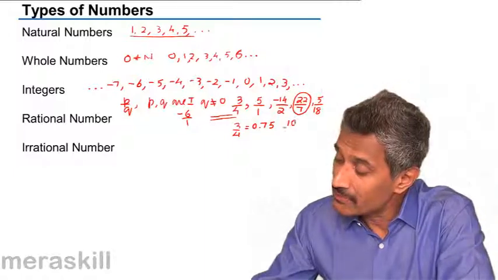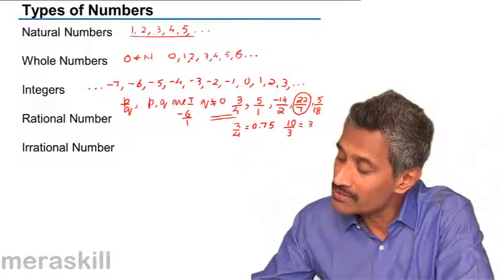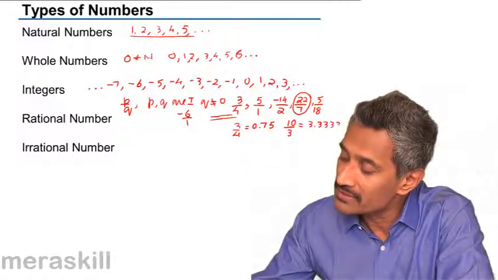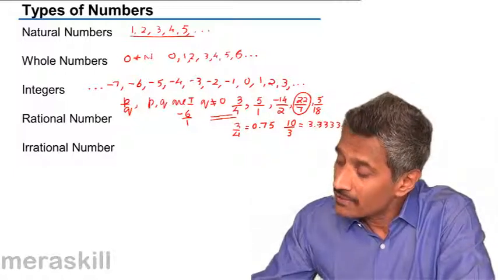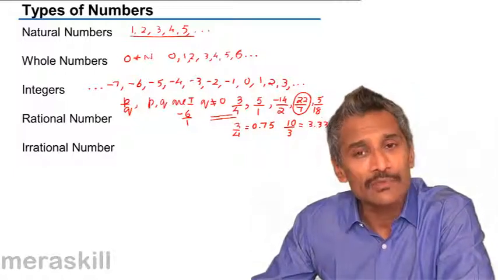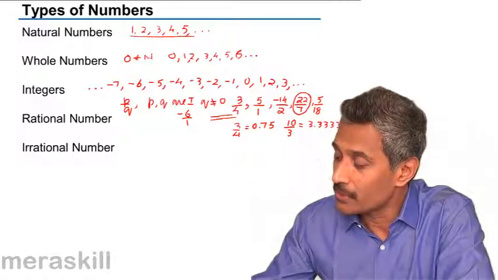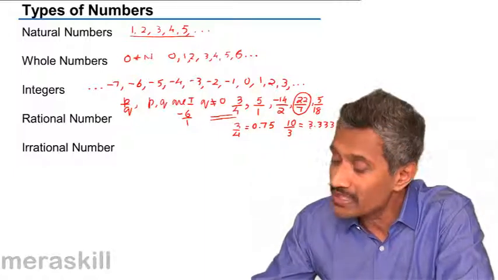If you take 10 by 3, you write it as 3.33333. So this one, you never get a remainder 0, but this particular remainder 3 keeps on repeating itself. So you get 3.33333. So it's a recurring form.